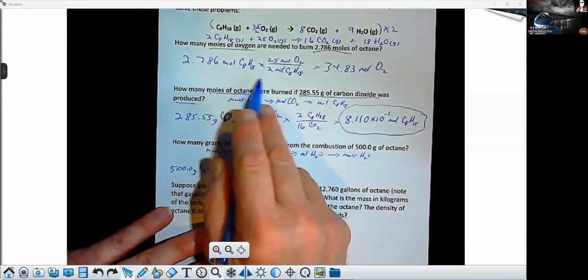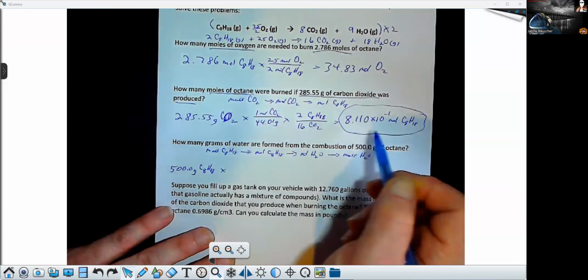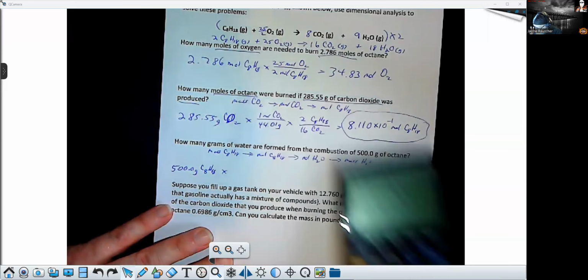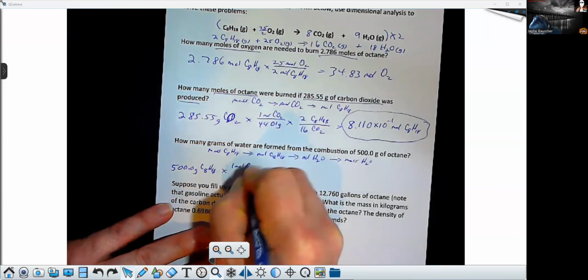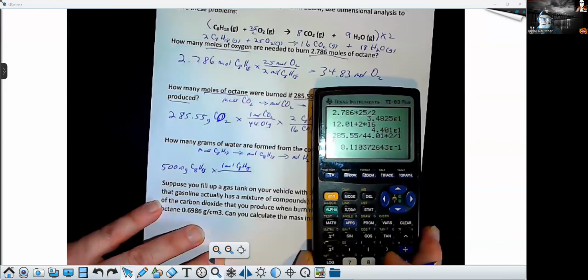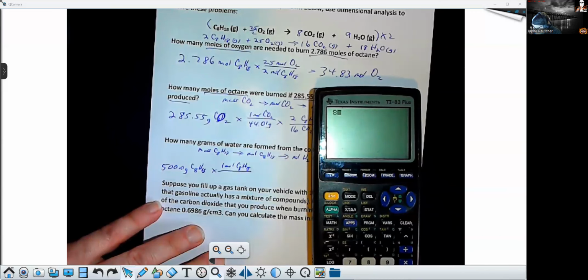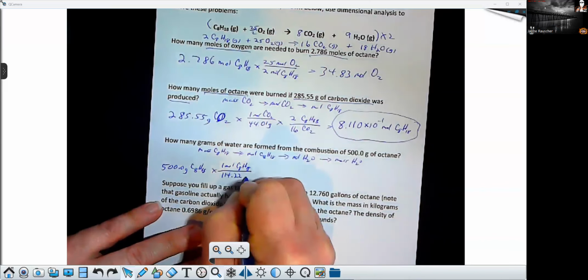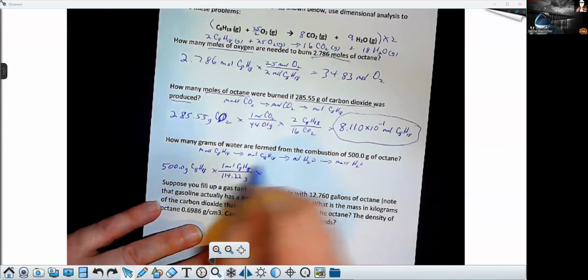And we already calculated the molar mass of, oh, didn't we? I guess we never did. So the molar mass of octane is going to be, let's go ahead and write this out. So 1 mole C8H18. So that's going to be 8 times carbon, which is 12.01, plus 18 times hydrogen, which is 1.008, gives us 114.22 grams. Okay. And now we've gone from mass to moles.